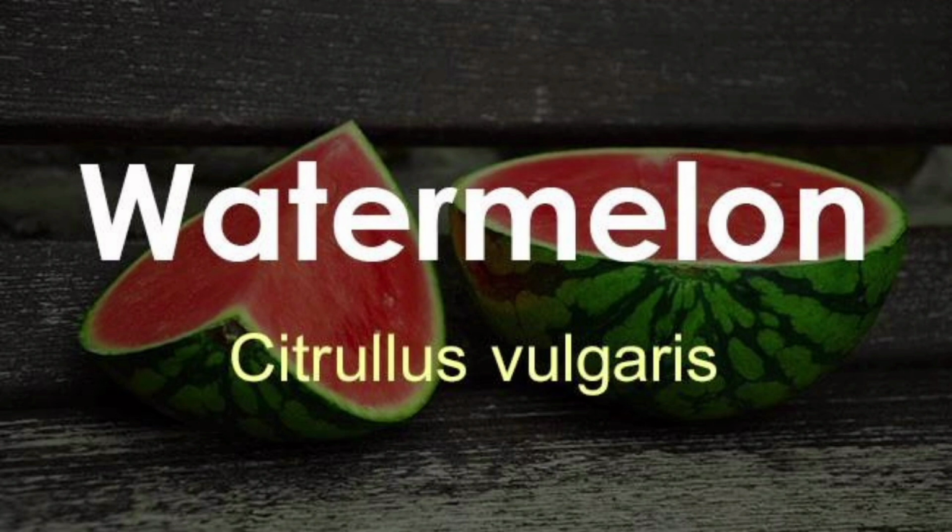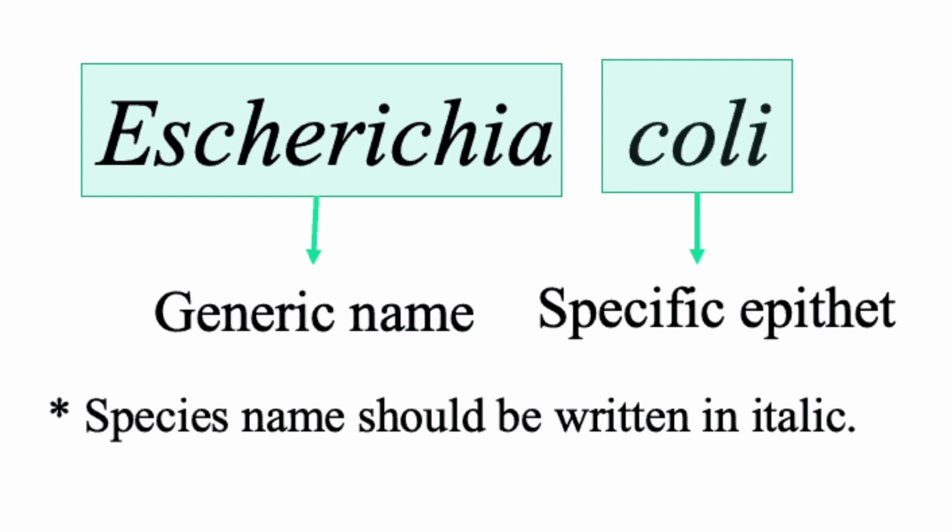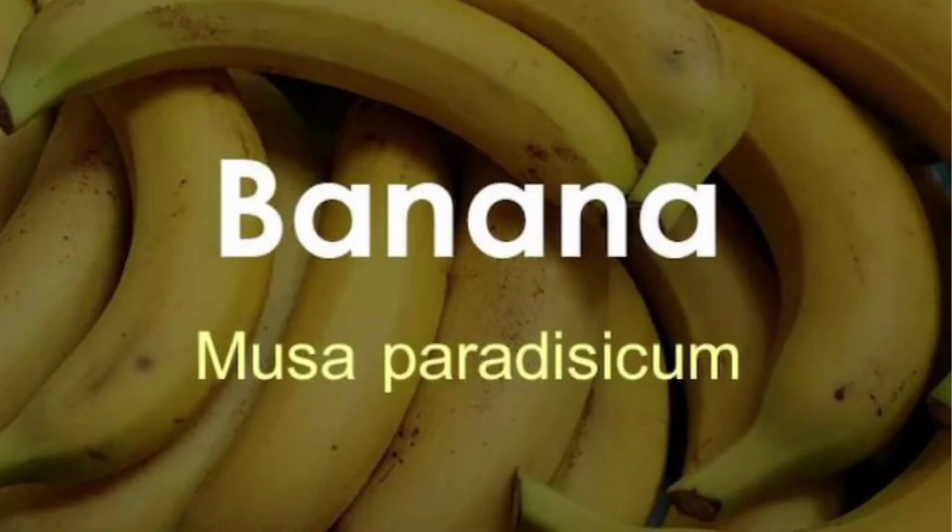This is watermelon, your common fruit you eat every day. The common name is watermelon. That's what you call it. But what if a scientist wants to communicate with another scientist? He's going to call it Citrullus vulgaris. This is a bacteria, Escherichia coli. If I give you a scientific name, you should be able to tell me that the first one is the generic name and the last one is the specific name. So if I ask for the species after I've given you the scientific name, you should be able to do that.